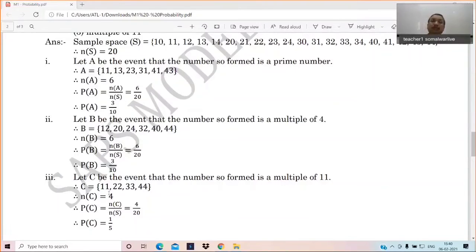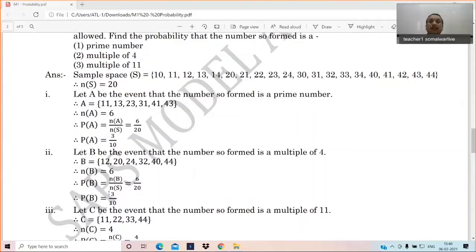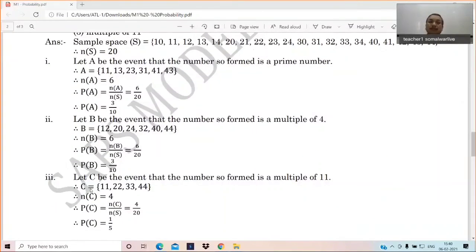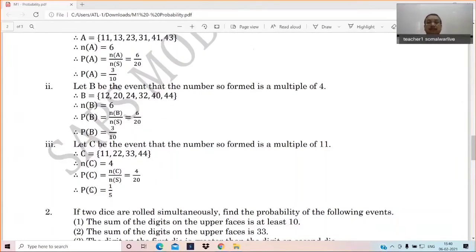Make it your habit to write the answers of word problems in a separate sentence. This should be your habit. Finally, you have to write the answer in a sentence. The probability that the number so formed is a prime number is 3 by 10. The number is a multiple of 4 is 3 by 10. And for the number being a multiple of 11 is 1 by 5. In this way, you have to write your answer.